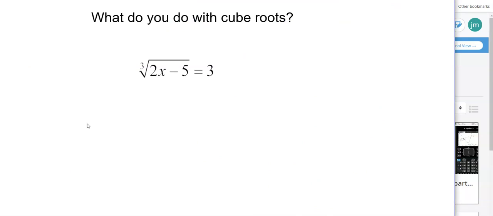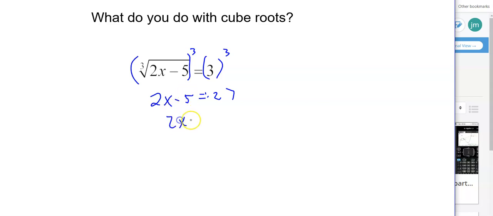What do you do with cube root? So the opposite of cubing a side, again, the whole side has to be cubed, would be putting it to the third power. That's the opposite of cube rooting. So on the left, that's nice. You get 2x minus 5 equals 27. Add 5, so 2x equals 32. Divide by 2, get x equals 16.